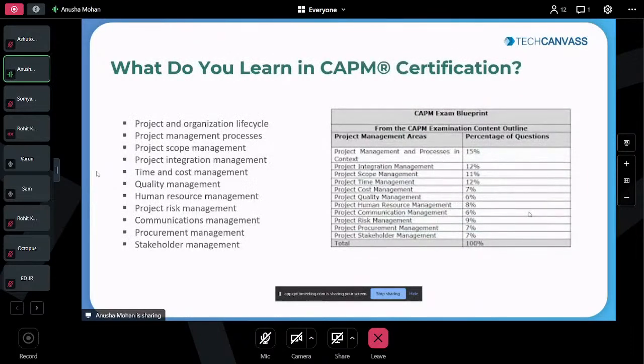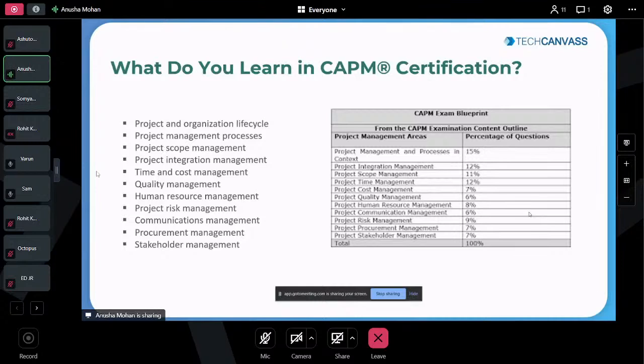So moving on to the next slide, what do you learn in CAPM certification? This is a very common question which people come to us and ask: what is in CAPM, and what is the difference between the CAPM blueprint or syllabus and the PMP syllabus? As you can see on screen, these are the topics which CAPM certification covers. Starting from project and organization lifecycle to project management processes. It also involves scope management, integration management, time and cost management, quality, human resource, risk, communication, procurement, stakeholders. So these are the topics which you're going to learn in the CAPM exam.